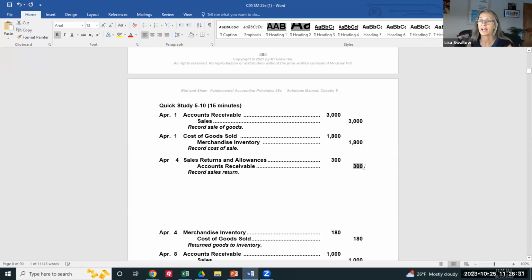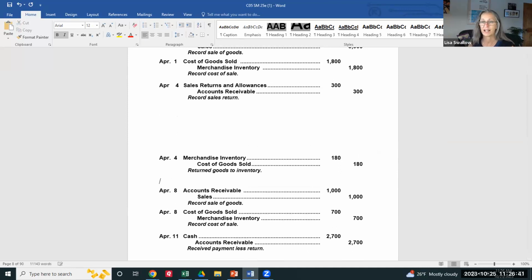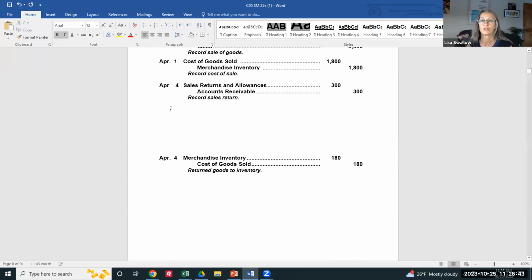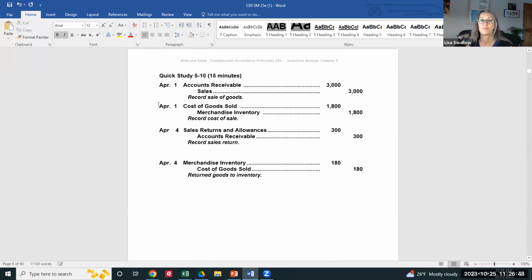The second thing I have to do is it says that merchandise which had cost 180 is returned to inventory. I have got to back out that cost of goods sold and inventory entry from before. Okay. This is basically just reversing a part of this journal entry. So first thing I did, I debited 1,800, credited inventory. Now I got it back. So I'm just going to reverse it and put the inventory back in my warehouse and reduce the expense.